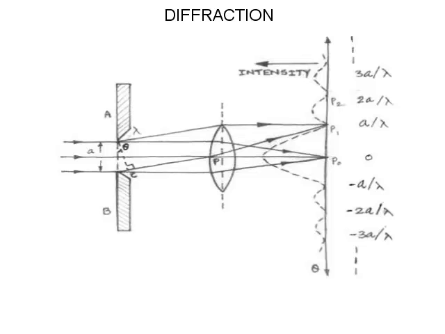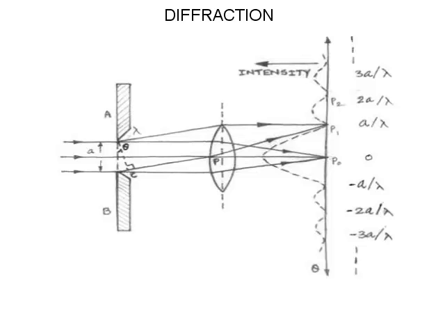A screen is kept in the focal plane of the lens. Let O be the center of the slit, PO be the center of the screen. PO receives light waves traveling equal path lengths. So the phase difference between them is 0 and the waves interfere constructively to produce bright fringe.